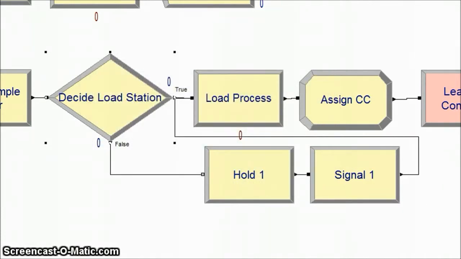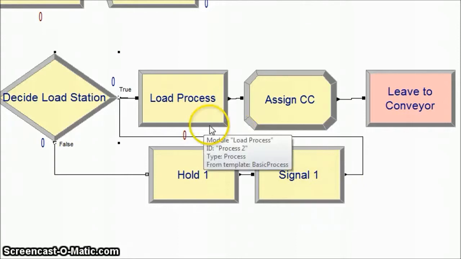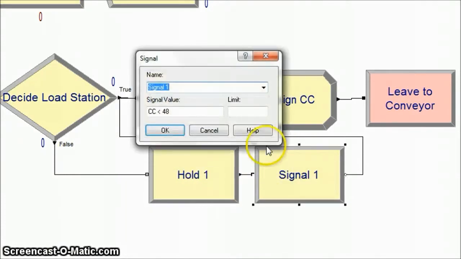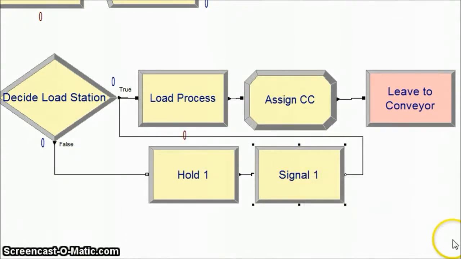If the number of sample holders inside the conveyor is equal to 48 units, the samples will go into the hold 1 module where they will be waiting until a space inside the conveyor is released. The model processes this situation using the condition cc less than 48 that is included at the signal 1 module. In order to simulate the sample holders accessing the conveyor, we used the module named leave to conveyor.